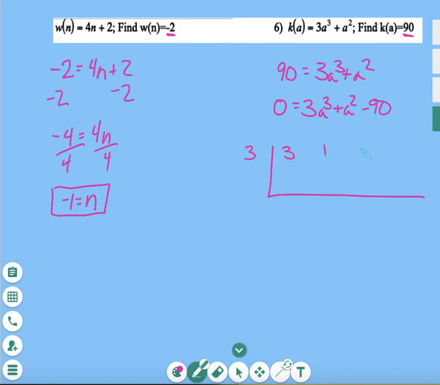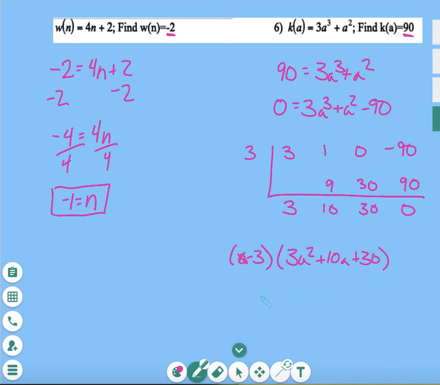If you're unfamiliar with synthetic division, this is the same thing as long division. It's just a shorter way of doing it. So my answer of x minus 3, or a minus 3, works, and I end up with 3a squared plus 10a plus 30, which means that one solution is a is 3. There are 2 other imaginary solutions, but I'm going to leave it there for now.